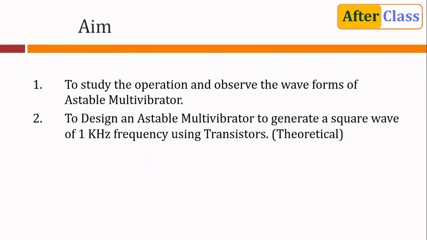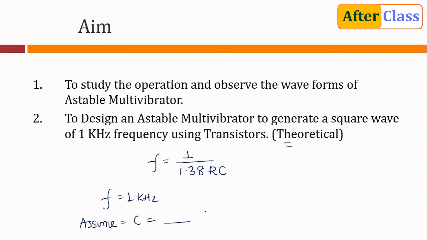And then theoretically you can design an astable multivibrator. So you have the frequency equation with you. It is 1 upon 1.38 RC. This is the theoretical part. Take f equals 1 kilohertz. Then you can assume the value of C, some 0.1 microfarad or 10 microfarad, and you find out the value of R. So this will complete our design, and hopefully we should get a frequency of 1 kilohertz.